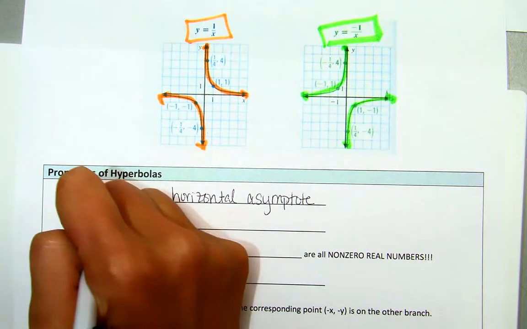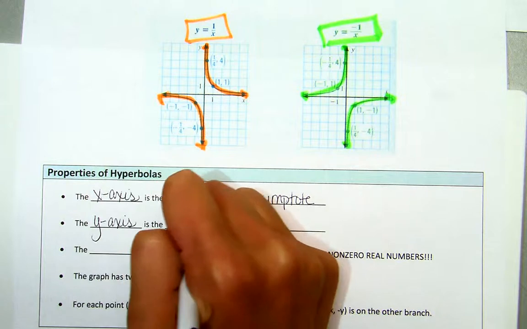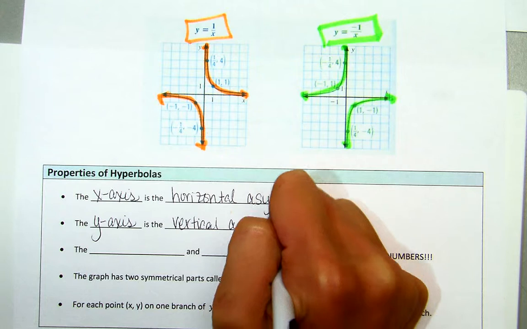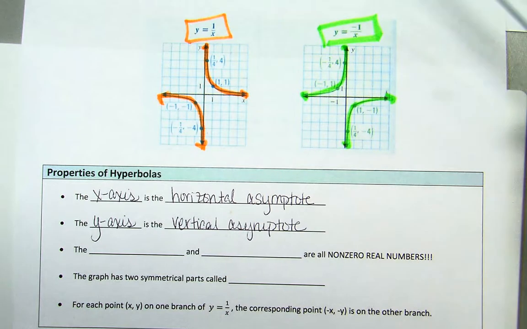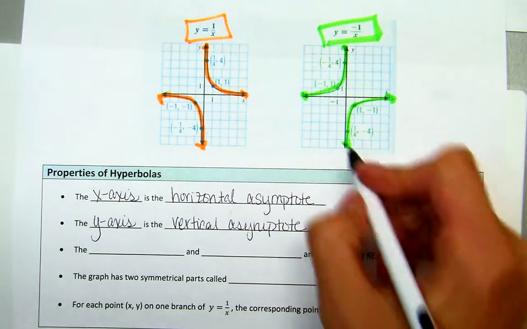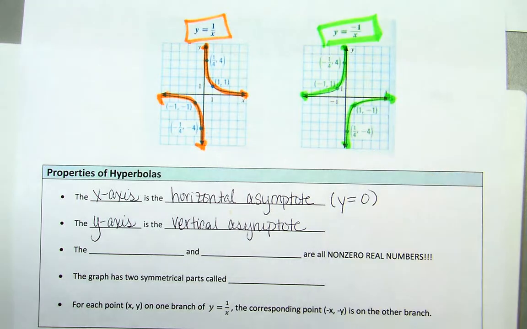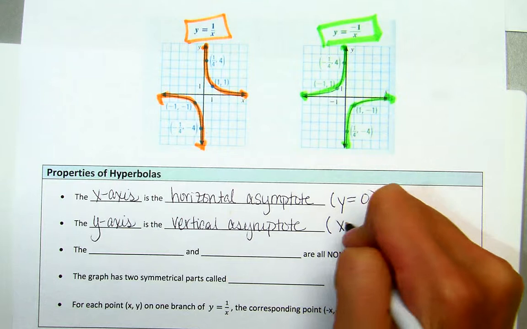Your y-axis of these parent functions is going to be called your vertical asymptote. And your vertical asymptote, again, is your vertical line where your graph does not cross. So in other words, your horizontal asymptote is going to be the line y equals 0. And your vertical asymptote is going to be your line x is equal to 0.